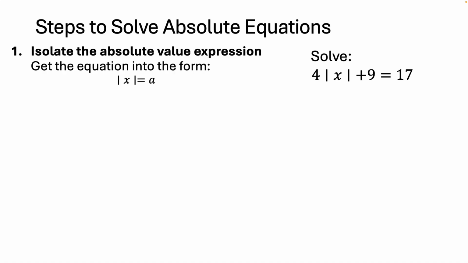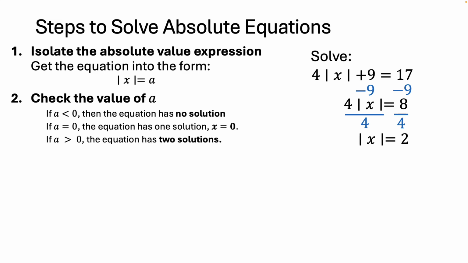Let's go back to our equation. We need to isolate the absolute value of x. The first thing that we need to do is to subtract 9 to both sides. This will give us 4 times the absolute value of x is equal to 8. One more step to isolate the absolute value of x, we need to divide both sides by 4, and this will give us the absolute value of x is equal to 2. Once you've isolated the absolute value, check the value of a. As we just covered, if a is less than 0 or negative, the equation has no solution.